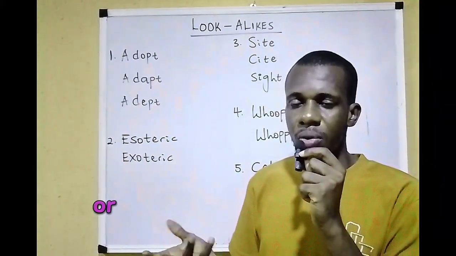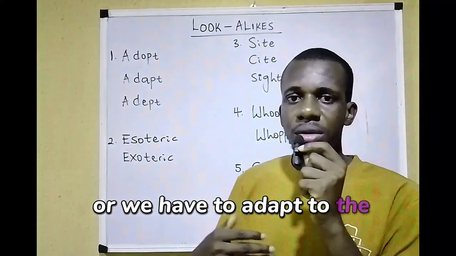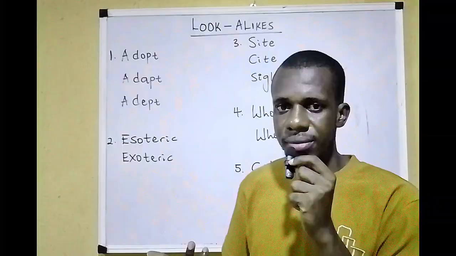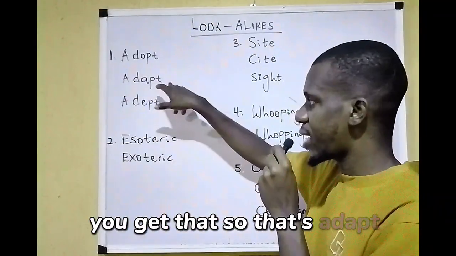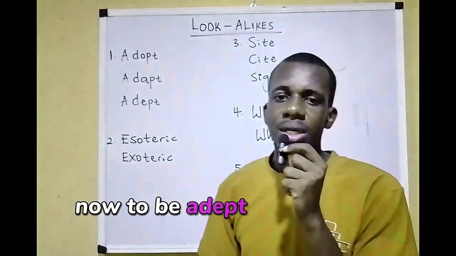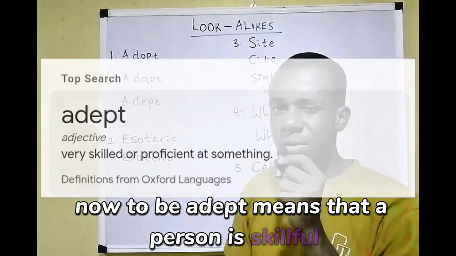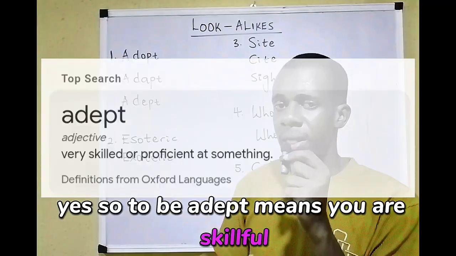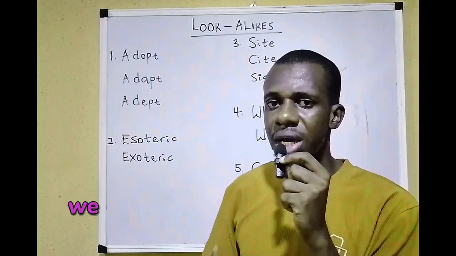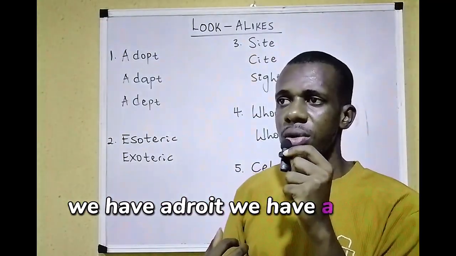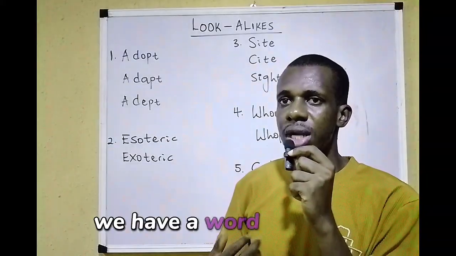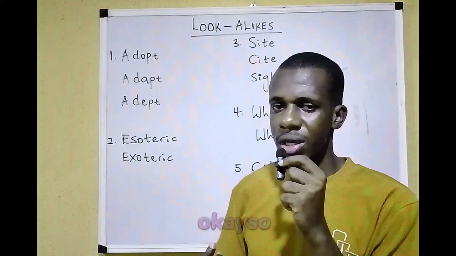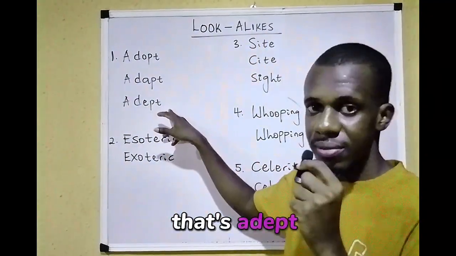Or we have to adapt to the vicissitudes of the weather in the UK. You get that? So that's adapt. Now, to be adept means that a person is skillful. Yes, so to be adept means you are skillful. Synonyms for skillful: we have adroit, shrewd, expert, professional, and so on. Okay, so that's adept.